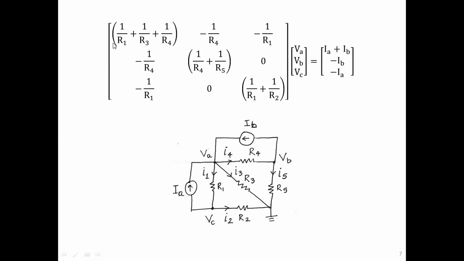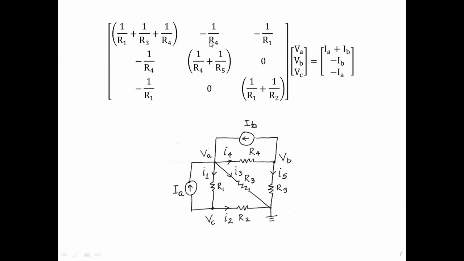Now there is more to it. If you look at the diagonal element of this matrix, let's say the first one, recall this is the KCL for the node VA. At VA, we see that 3 resistances are connected: R1, R3, R4. So all the resistances that are connected to the node VA will appear in the diagonal element for VA in this form: 1 by R1 plus 1 by R3 plus 1 by R4.